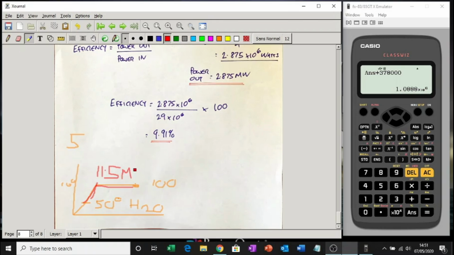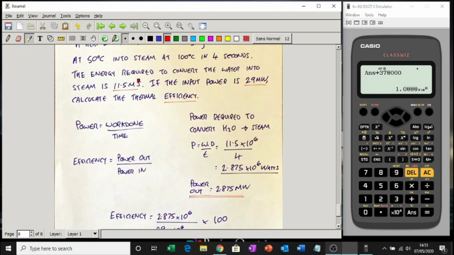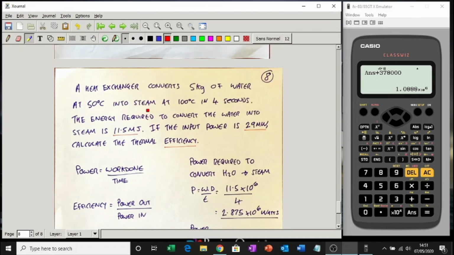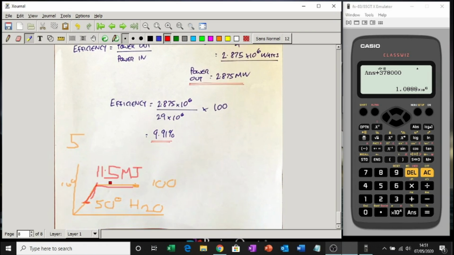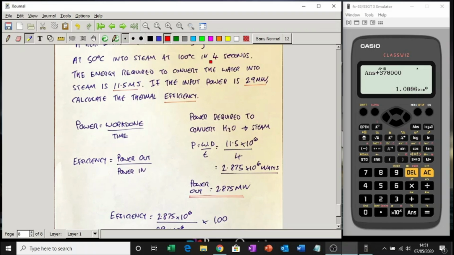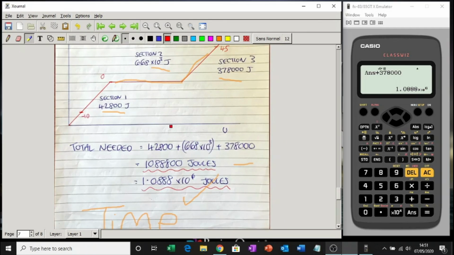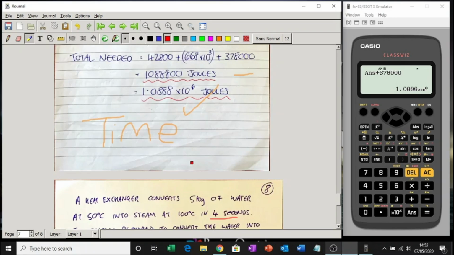You may have to do an assignment. So we know to go from 50 degrees there to 100 degrees, to get basically 5 kilograms of water from 50 degrees to boiling, all steam, water's gone, it's all steam, we need 11.5 megajoules of energy. It's doing that in 4 seconds, which is quite a lot. You may have worked that out using this method, that and that and that. So it'll give you the energy.